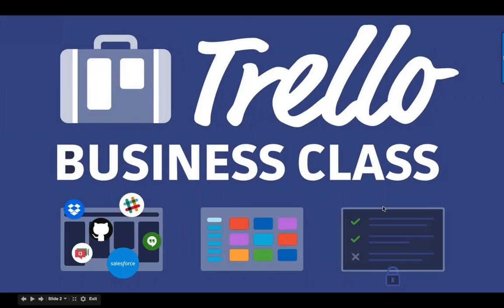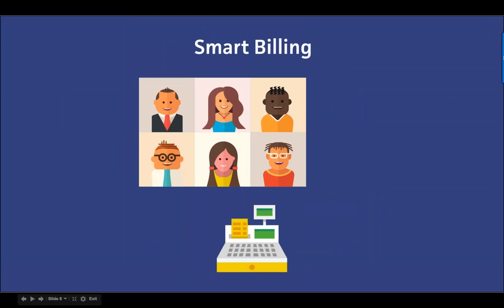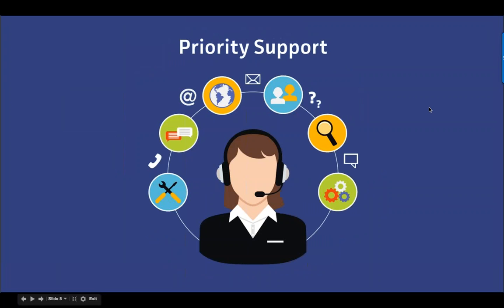So we also offer a 90-day no question money back guarantee. So if you try out business class and you find it doesn't work for you, we'll gladly refund your purchase. If you ever have any issues with your account or questions, all business class teams have priority support with 1 business day turnaround or less. And so you can just email support@trello.com and someone on our support team will be glad to help you out.